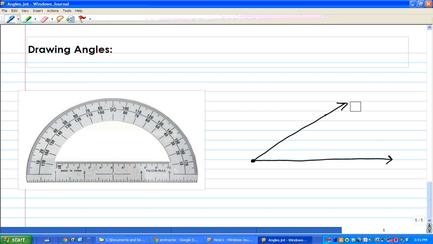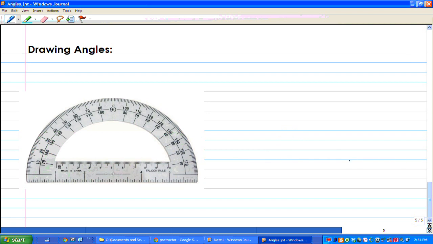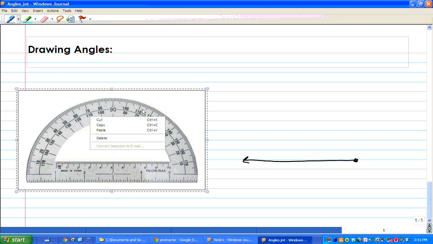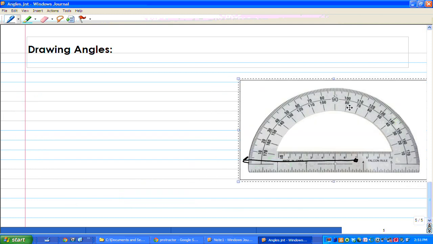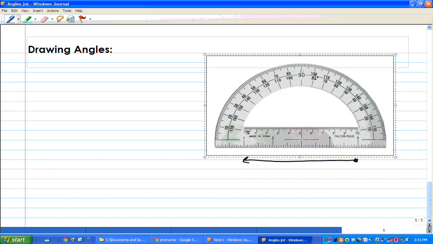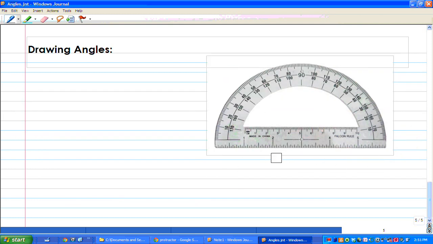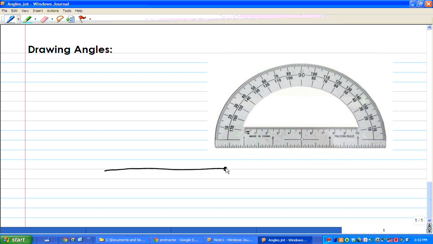Now, for the other scale, if I drew the exact same angle, but this time I'm starting with a ray that's pointing to the left. Now I would take the protractor and line it up the same way. Oh, I can't line it up, I went too far. Hold on. Let me do it like this. Okay, there's my ray that I'm starting with.